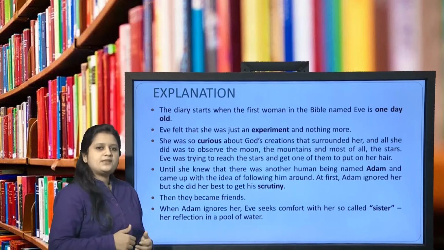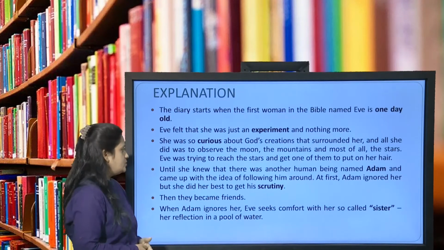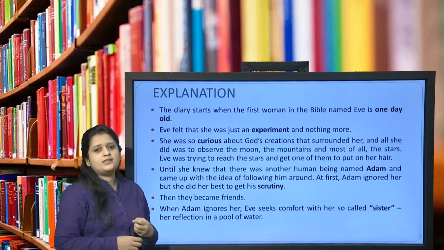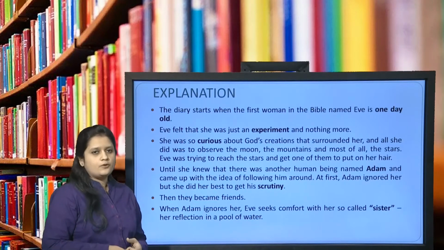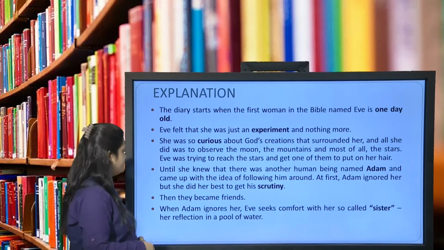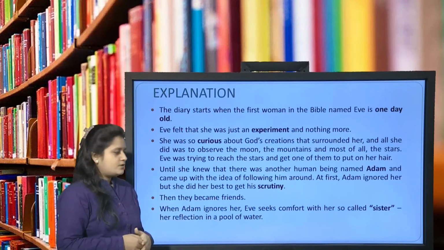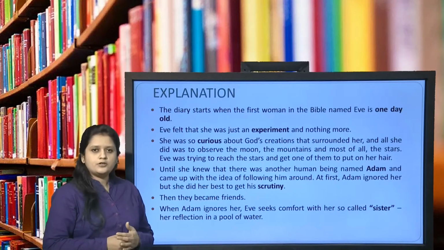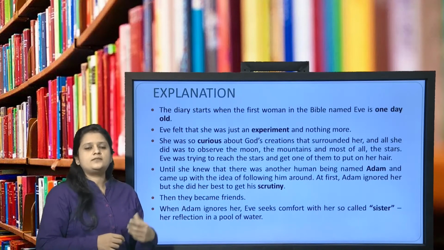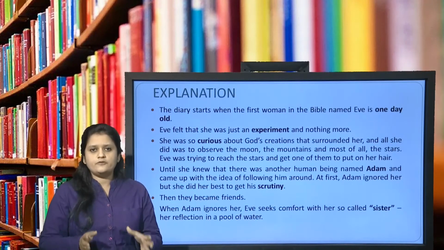And she comes up with this idea that what she'll do now, she'll follow Adam wherever Adam goes. At first, Adam ignores her, but she tries her best to get his scrutiny, and she successfully manages to get Adam's attention. Then they became friends eventually. And when Adam ignores her, Eve seeks comfort with her so-called sister. Now, who is Eve's sister? Eve's sister is nothing else but her own reflection in the water of the pool.